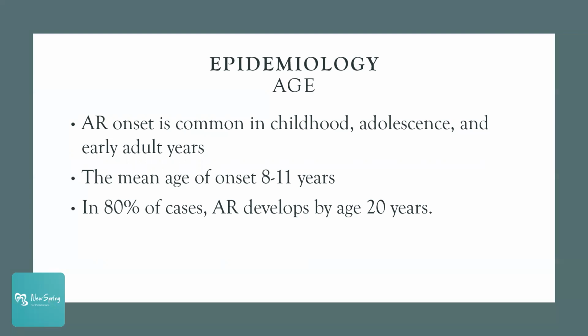Allergic rhinitis onset is common in childhood, adolescence, and even early adult years. And the mean age of onset was found to be 8 to 11 years. And of course, as we mentioned, this differs from one population and one geographic area to the other. In 80% of cases, allergic rhinitis develops usually before the age of 20.